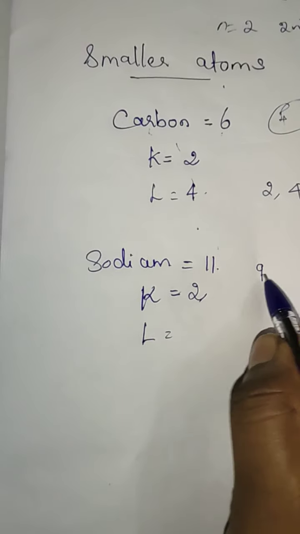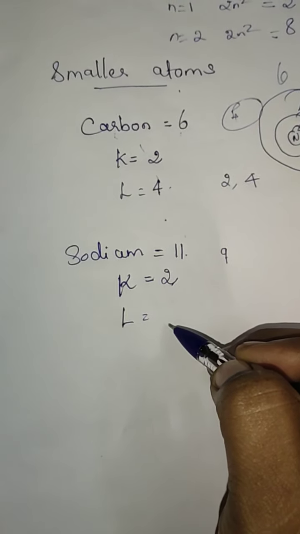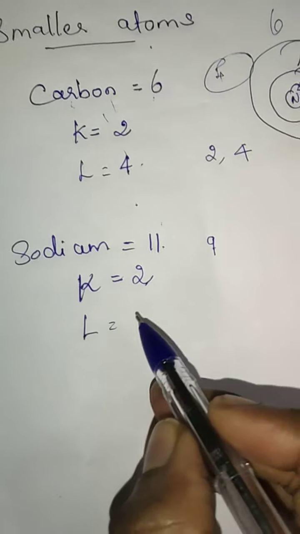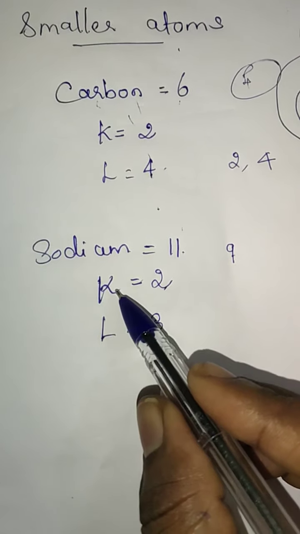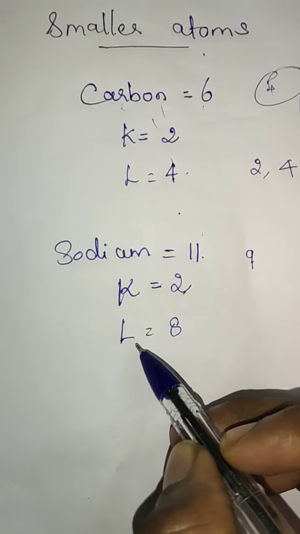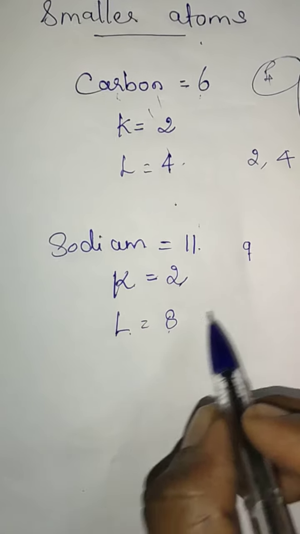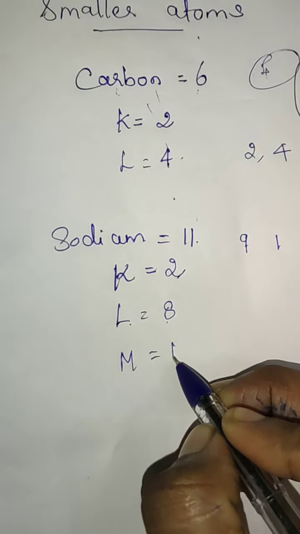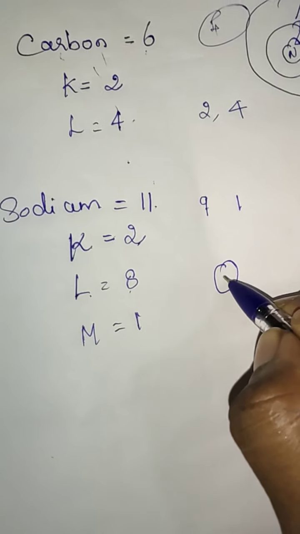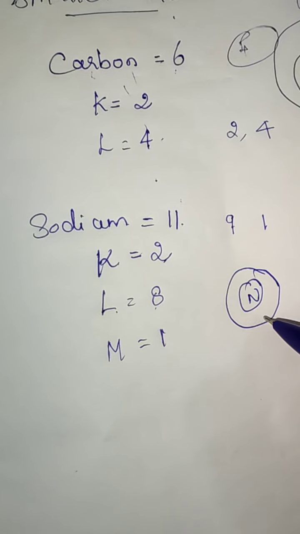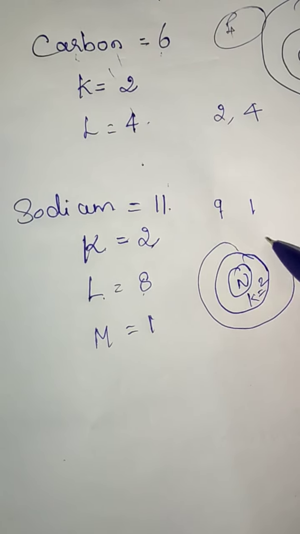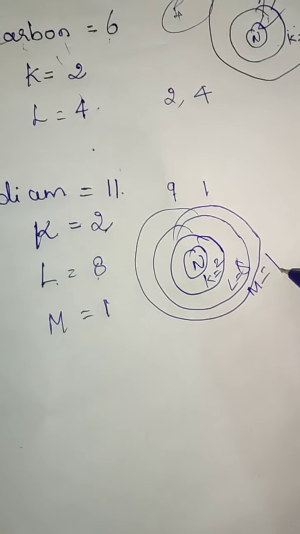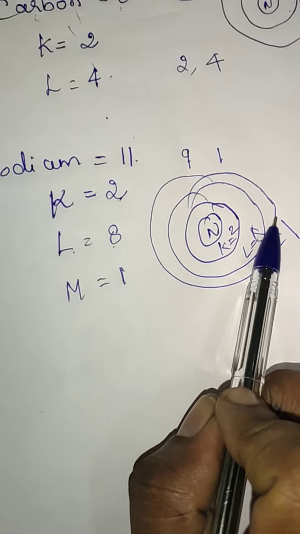Next, out of 9, can we place all in the L shell? No, because it has a maximum capacity of 8 electrons. So we can keep only 8 in the L shell. After filling K, the electrons jump to the next shell L. After filling L, the remaining is 1. So nucleus, first orbit K is equal to 2, next L is equal to 8, last one M is equal to 1.